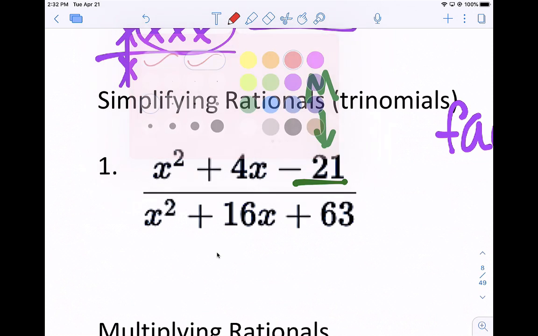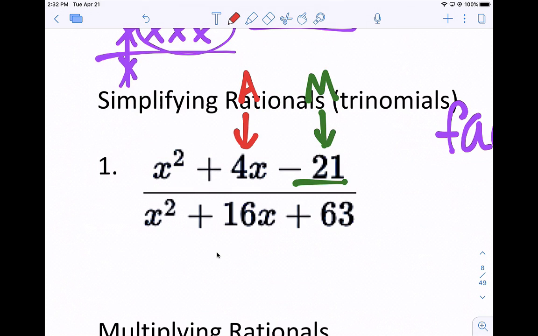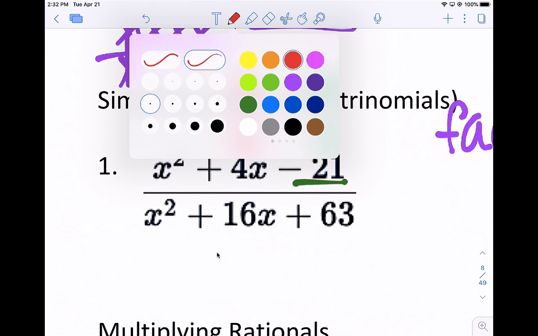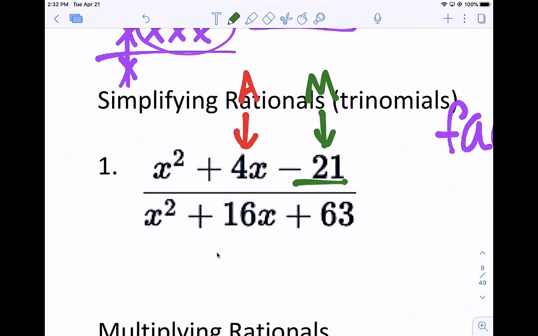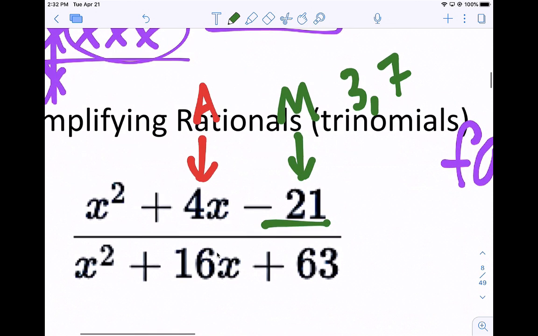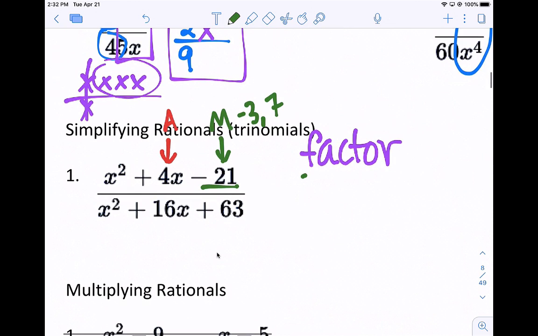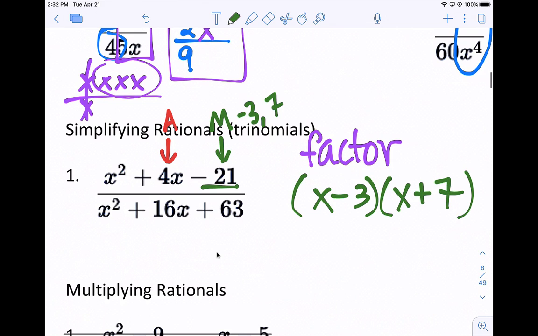That adds to 4. Let's think of some factors of 21. We have 1 and 21, but that won't work. We have 3 and 7, and that will work, but which one do we make negative? It adds to a positive 4 and multiplies to negative 21, and that would be the 3. So when we factor that, we will get x minus 3, x plus 7. All right, let's do the same thing for the bottom.